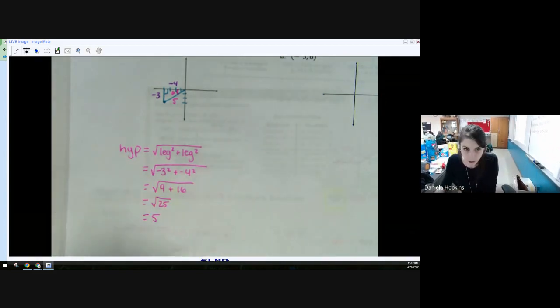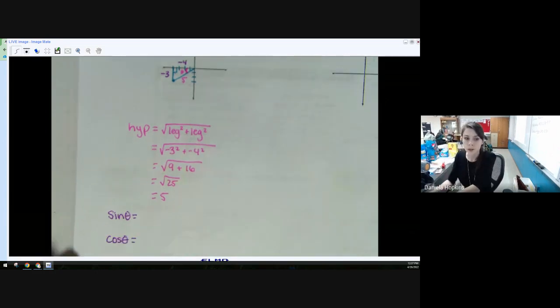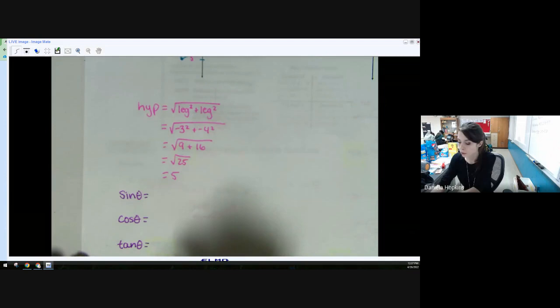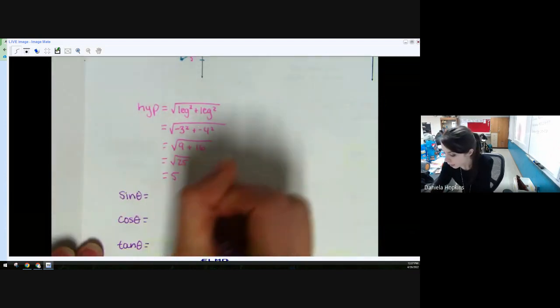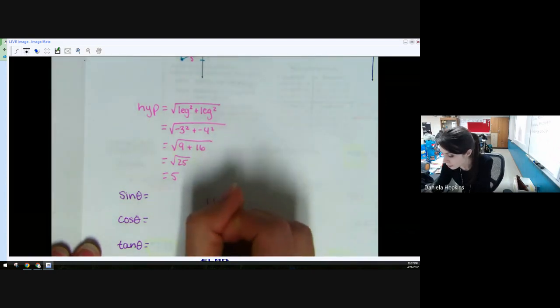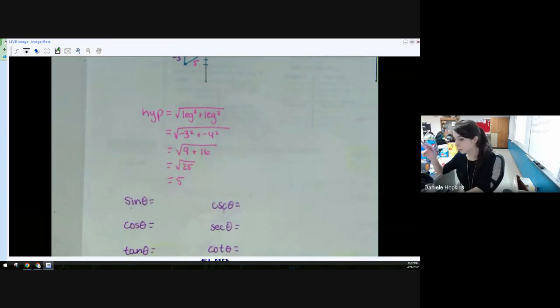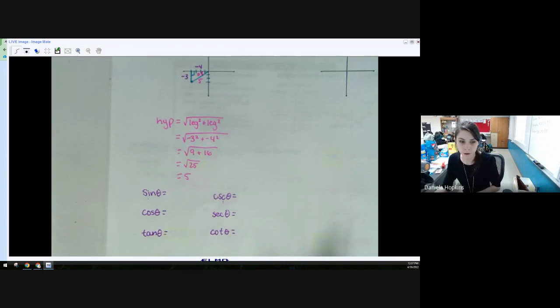So then my trig functions would be sine of theta, cosine of theta, tangent of theta. And when we did 9.1 last week, we talked about the other trig functions that correspond with these, the reciprocal ones. Sine's reciprocal is cosecant of theta. Cosine's reciprocal is secant of theta. And tangent's reciprocal is cotangent of theta. Remember, cosecant is 1 over sine. It's like the flip of it.